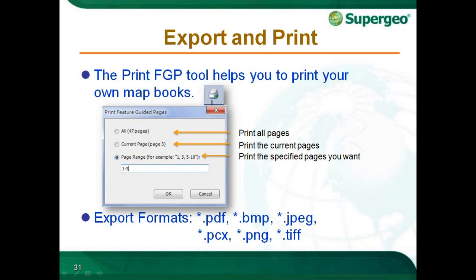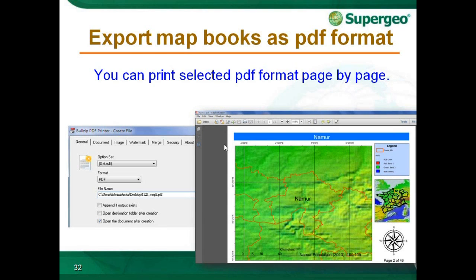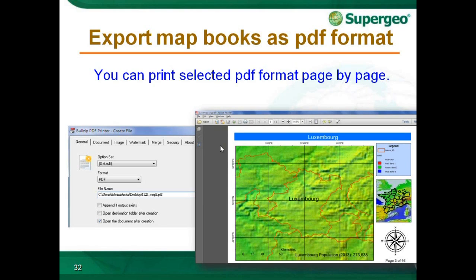Finally, the export and print of map production is the most important step. The FGP tool offers you 3 different ways to print your map books. You can print all the pages, the current page, or a specified range of pages. You also can determine export formats, such as PDF, BMP, JPEG, PCX, PNG, and TIFF formats. So you also can select the PDF format, page by page, to get your map books. And later, we also have the demo time to let you know how to print your map books in PDF format.